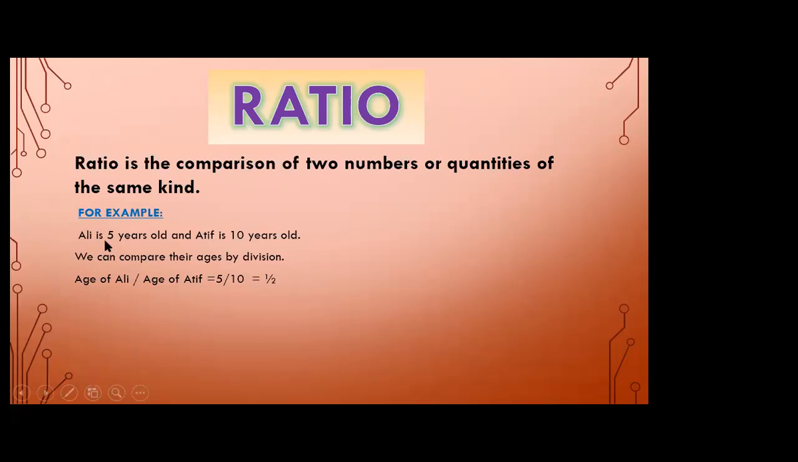Just like here Ali is 5 years old and Atif is 10 years old. We can here subtract the age of Ali, so we get here 10 minus 5, that is 5. That means we can say that Atif is 5 years older than Ali. Okay, this is one way of comparison, that is called comparison by difference.